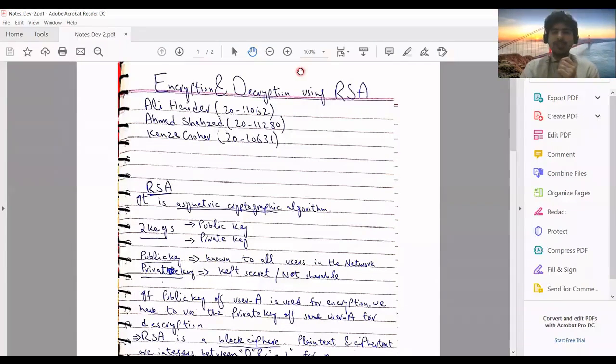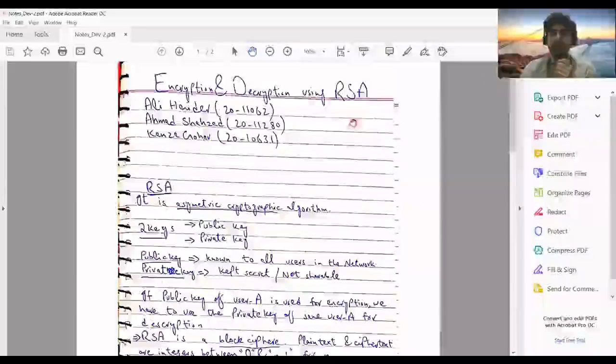Hi, so in this video I am going to talk about encryption and decryption of a file using RSA. The project includes myself Ali Haider, Ahmad Shahzad and Kanza Gohar. First of all, I have used these notes to demonstrate the working of RSA. After that I am going to do a real example in the form of coding. So, continuing with RSA.